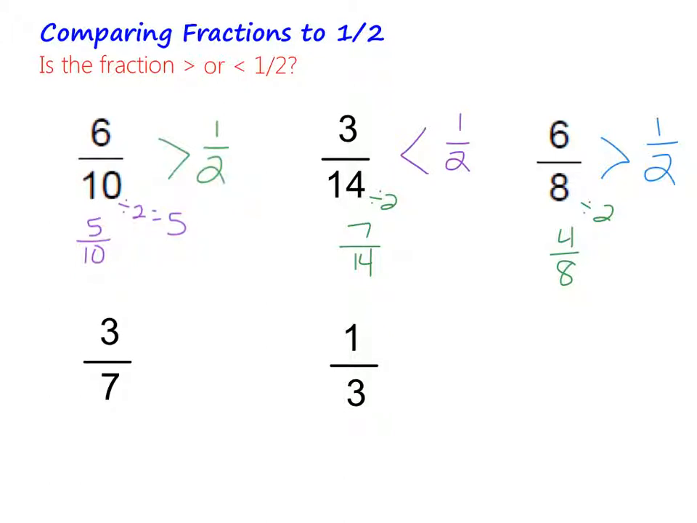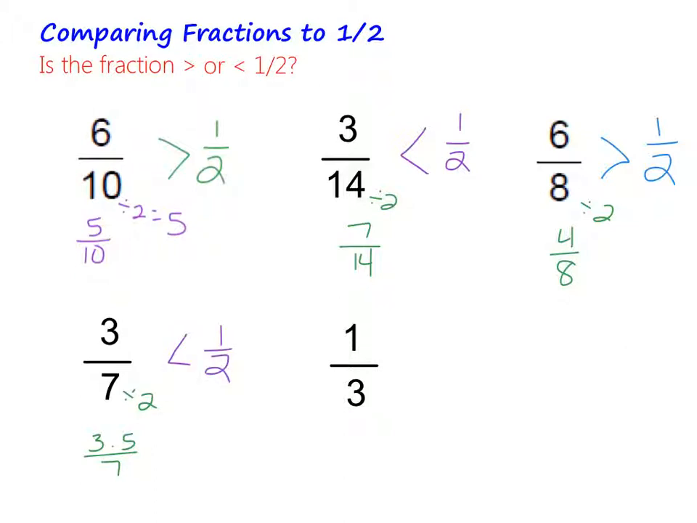Let's look at 3/7. Now this one's a little harder because it has an odd denominator. So we're not going to get exact whole number answers. We're going to have a decimal. So if I divide 7 in half, and feel free on these odd numbers to use your calculator, half of 7 would be 3.5. So 3.5 out of 7 slices of pizza would be exactly half. So in this case, 3/7 will be less than 1/2.